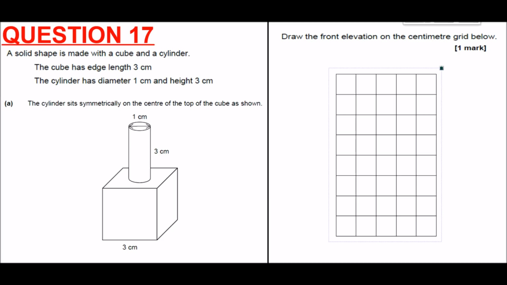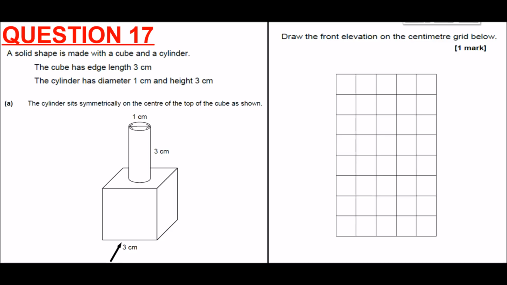Question 17. There's a solid shape that's made with a cube and a cylinder. So the cube has an edge length of 3 centimeters, and the cylinder has diameter 1 centimeter and height of 3. The first thing we need to do here is to draw the front elevation on the centimeter grid below. The front elevation just means what the shape would look like if you look at it from the front, from this arrow. And so what we would see looking at it from the front would be the square front bit of the cube, which should be 3 by 3.